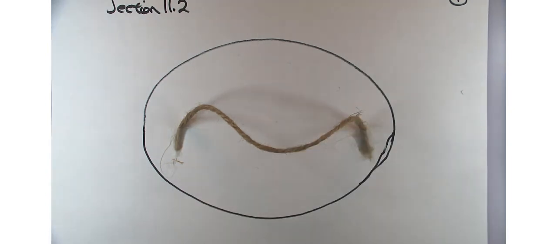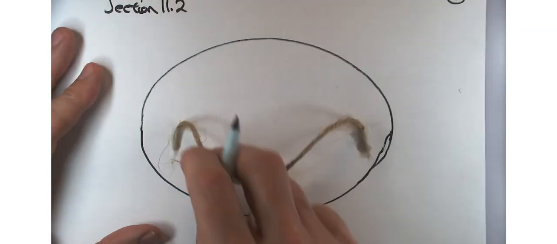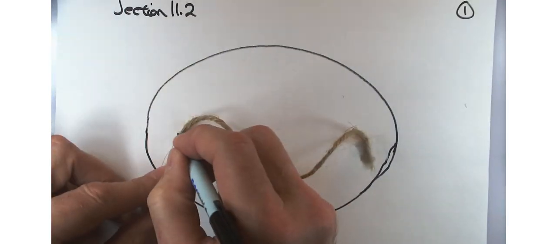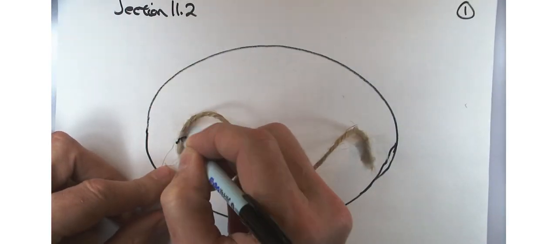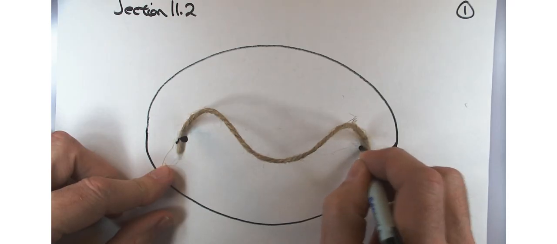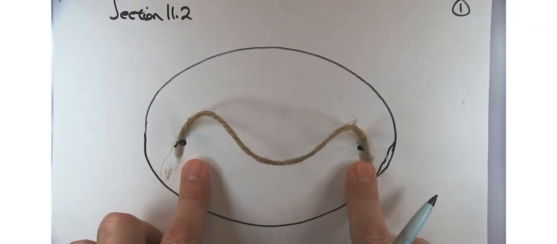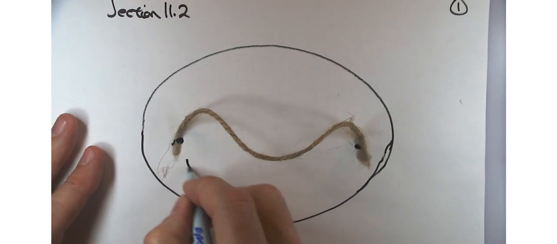shape called an ellipse. Now, there's a couple points in here that are of particular interest. The point where I have this taped down, those 2 points are called foci. So we're going to learn some stuff about foci.